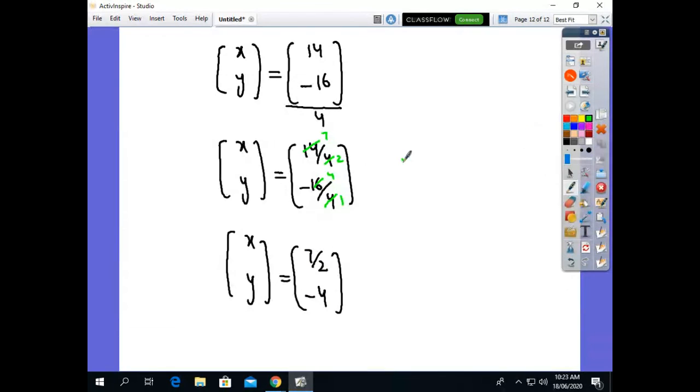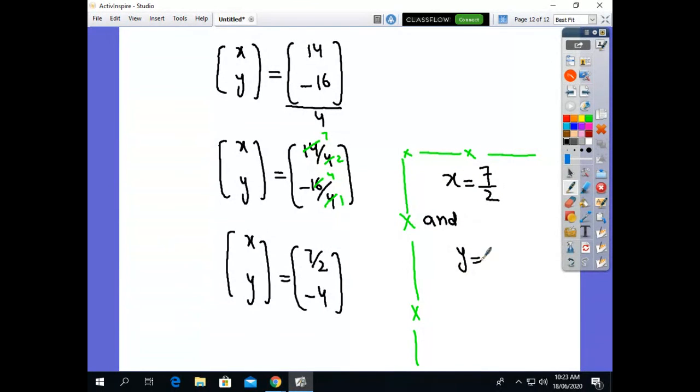Therefore, x is equal to 7 divided by 2 and y is equal to negative 4 is the required solution of the simultaneous equations.